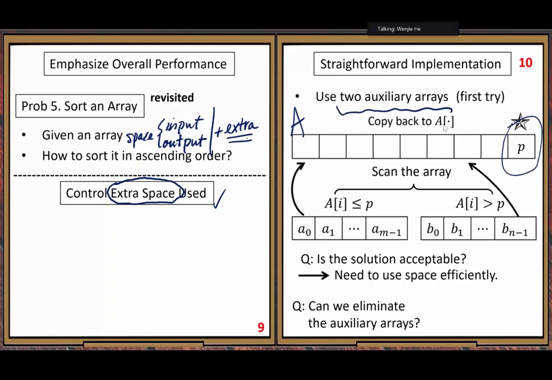So there is a concept here called in-place algorithms. Still this in-place, but this time we use it for algorithms.